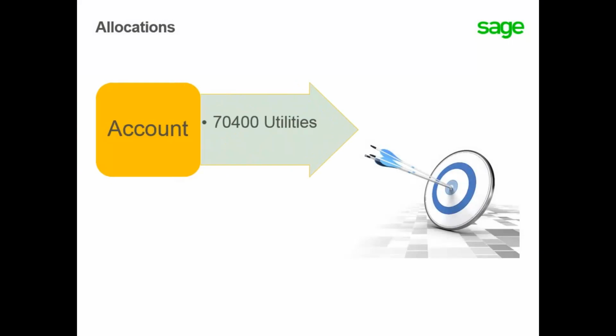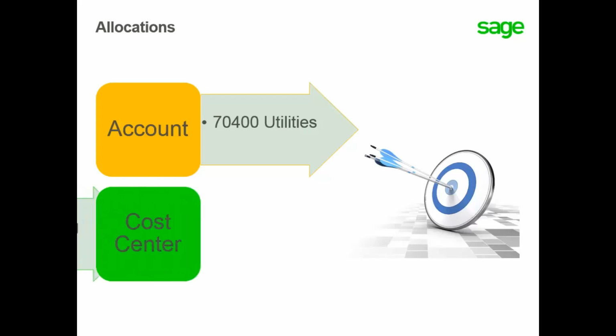An analytical allocation is the posting of an amount for a single account to several analytical dimension values. For example, you want to post the electric bill to the utility expense account and distribute the amount across 3 dimension values under Cost Center: Accounting, Administration, and IT.